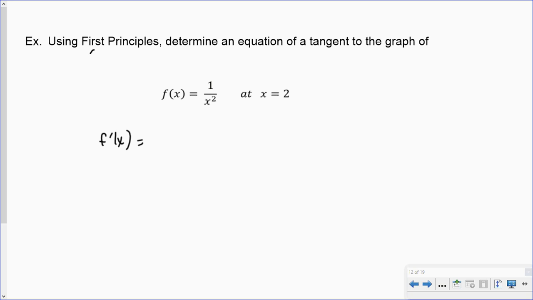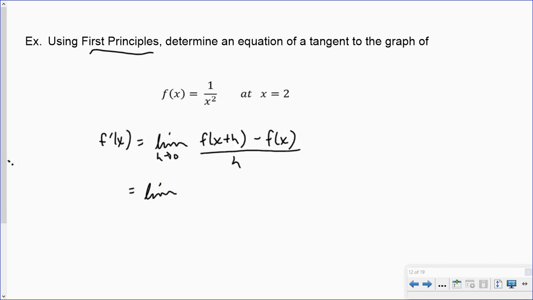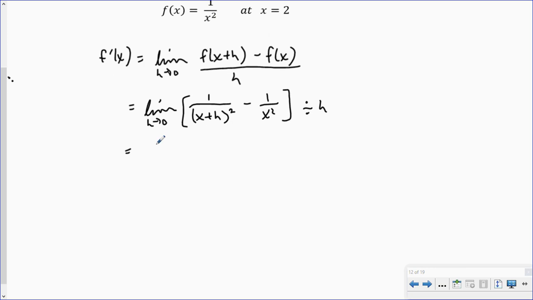I have to use first principles here, so I have to do my limit. I'm going to take the limit as h approaches 0. I've got 1 over (x plus h) squared minus 1 over x squared. I'm going to close that, that's my numerator, and then I'm going to divide it by h. I'm just going to write it like this for a little bit more clarity.